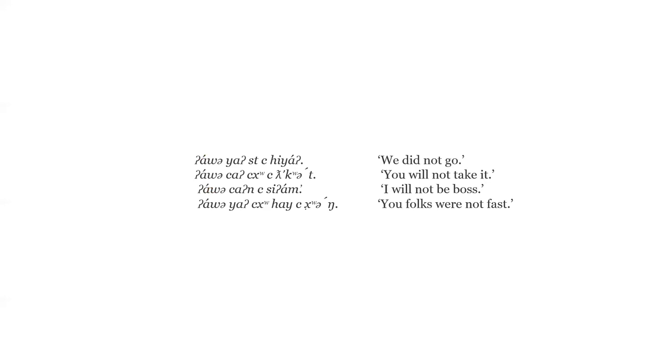To make a negative command, simply put the chi after the awa, as with any other verb. Awa chi tsia. Don't go. Awa chi tskwet tsas ihlin. Don't take the food. Awa chi tsiam. Don't be the boss.